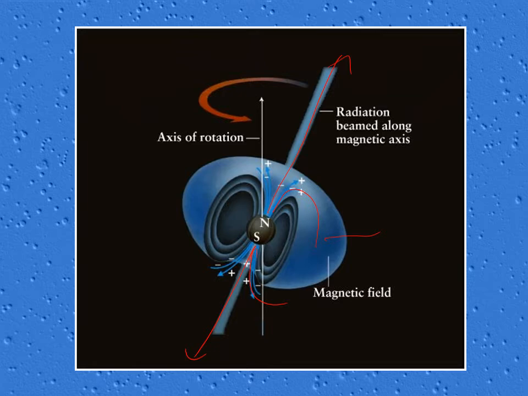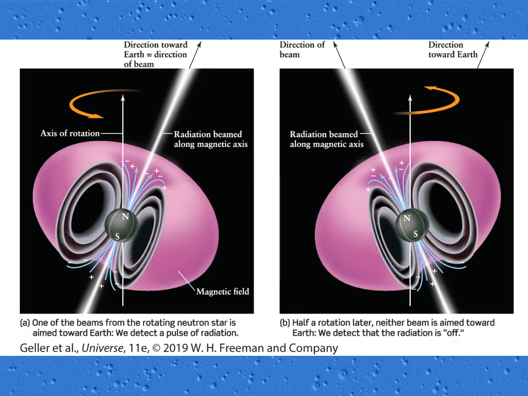Now, he then reasoned that as the star rotates, this beam would swing around in the sky. So sometimes if you're up here looking down, you would see the beam, but if you're in that same orientation here looking down, it would miss you. And so this beam would swing by, pointing at you now and then. And so if that happened, you would see a flash of radiation coming out of the beam.